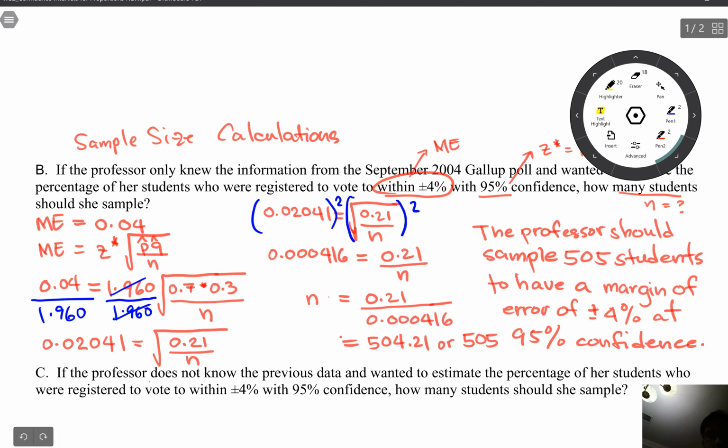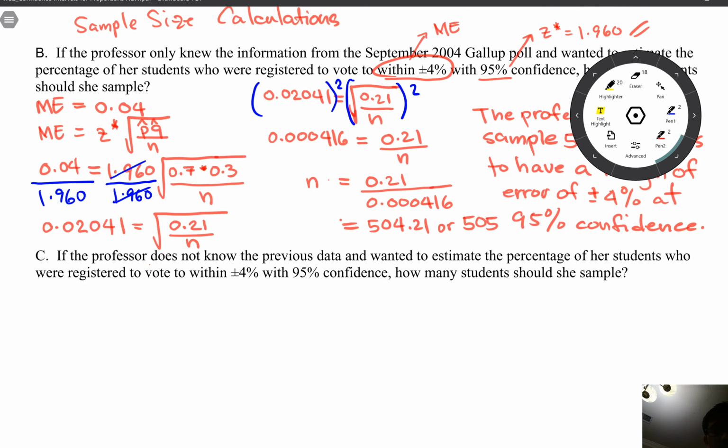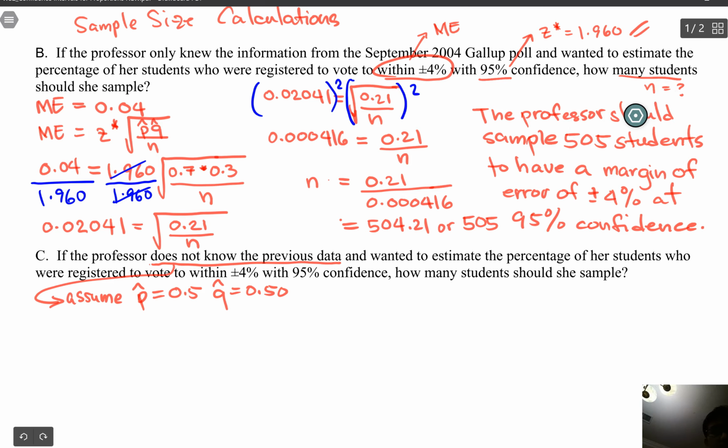Okay, and then we go to C. C is the same, except that you are going to practice on this one. I'm not going to do C, you are going to do C. When it says does not know the previous data, if you don't know the p hat, if there's no past data on the p hat, or you have no idea what the p hat is, you are going to assume p hat is equal to 0.5, meaning the q hat is 0.5. So I want you to do the same computations, same steps, but now instead of using 0.70, you are going to use 0.5. Okay, that's it.